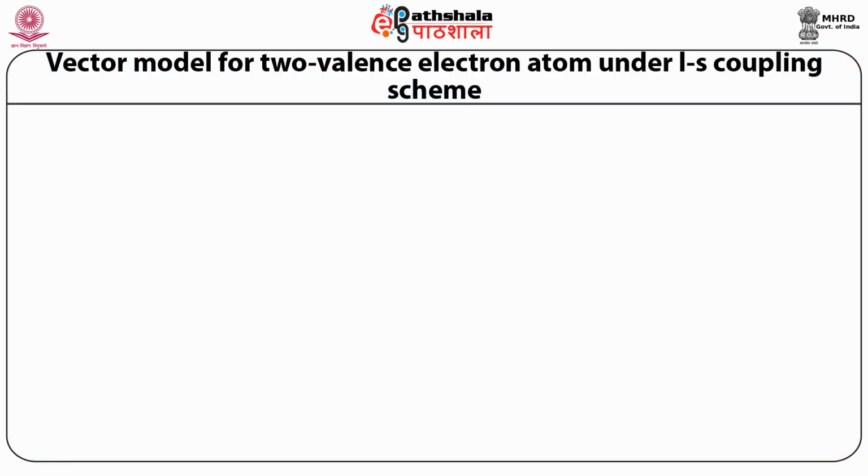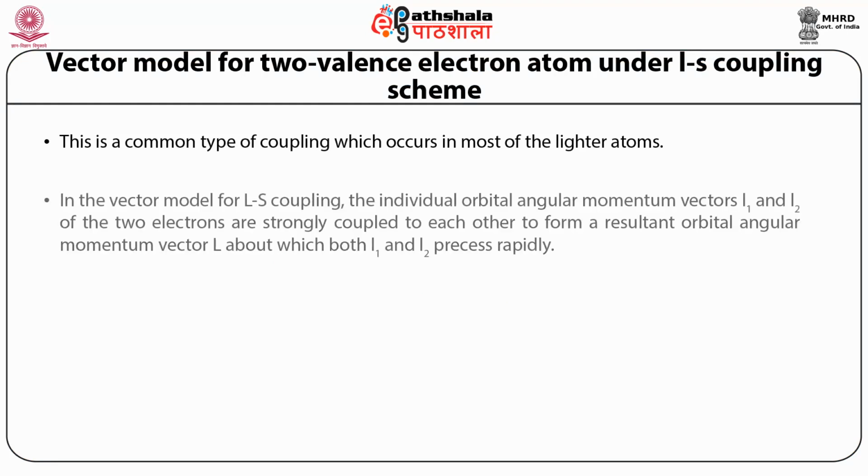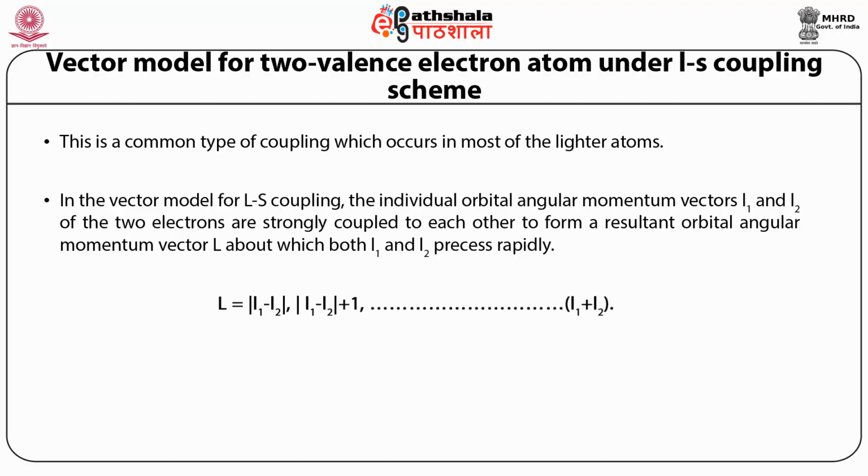Vector model for 2 valence electrons under the LS coupling scheme. This is a common type of coupling which occurs in most of the lighter atoms. In the vector model for LS coupling, the individual orbital angular momentum vectors L1 and L2 of the 2 electrons are strongly coupled to each other to form a resultant orbital angular momentum vector L, about which both L1 and L2 precess rapidly. The corresponding quantum number L can take the values L = L1 - L2, L1 - L2 + 1, ..., L1 + L2.